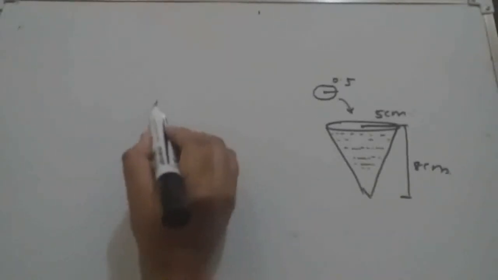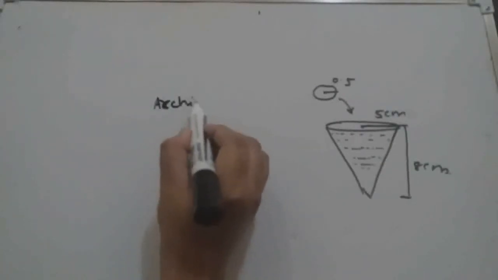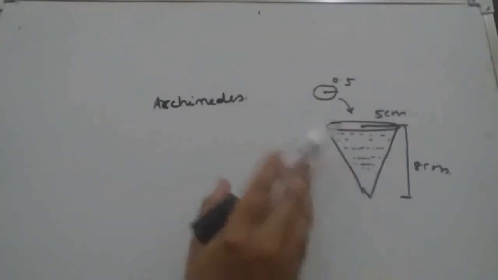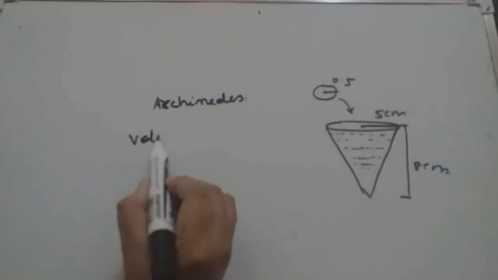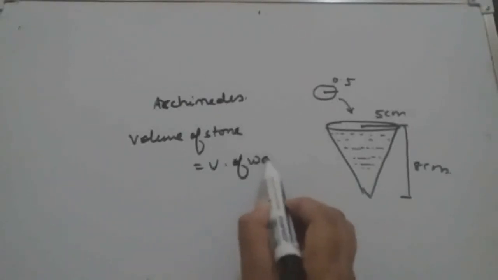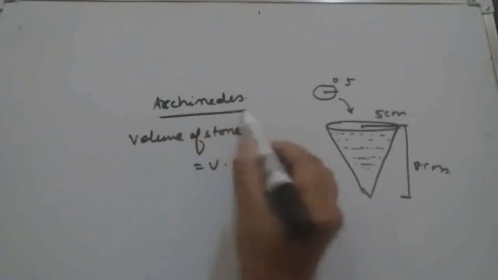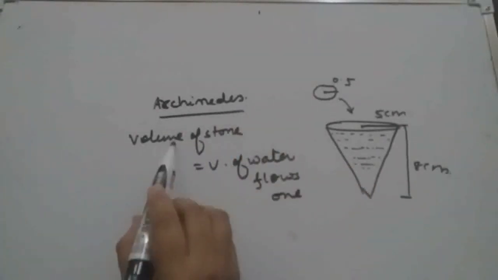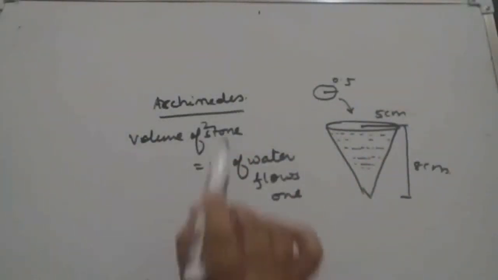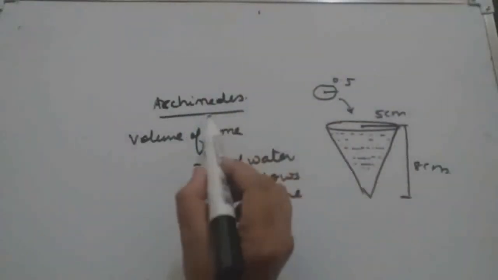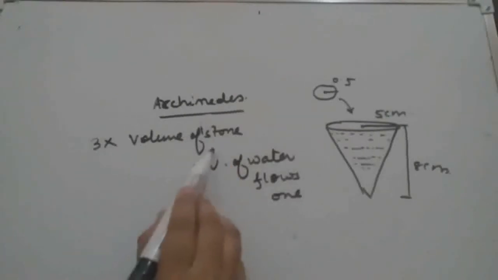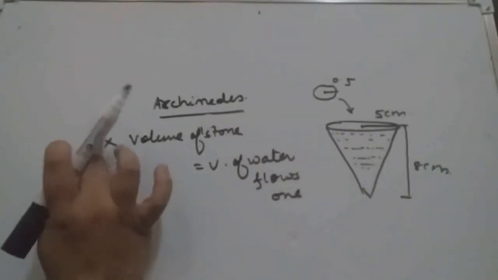Now we know by this physics rule, Archimedes' rule, that if we are dropping a stone, the volume of the stone will be equal to the volume of water that flows out, isn't it? This we have learnt by this rule. So if we are dropping 2 stones, the volume of 2 stones equals the volume of water flowing out. If 3 stones, then 3 into the volume of 1 stone, we can write, isn't it? So what is this 3? The number of stones.